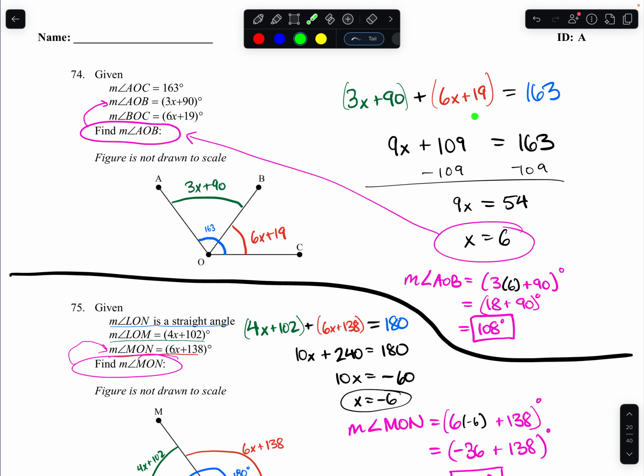So combine our like terms, we'll get 9x plus 109 is 163. And we work on getting x by itself. We should find that x is 6, but be careful, it doesn't say solve for x. It says find the measure of angle AOB. So now that we did all this work and we know x is 6, we can plug 6 into our expression here for measure angle AOB. So 3 times 6 plus 90 is going to be 18 plus 90. That means the measure of angle AOB, this one here, is going to be 108 degrees.